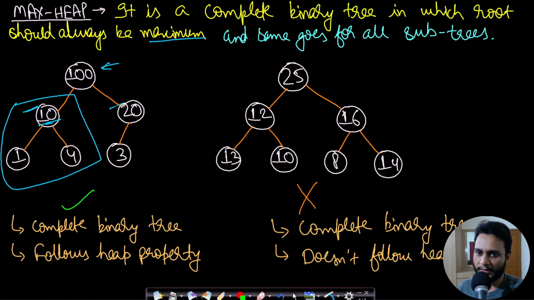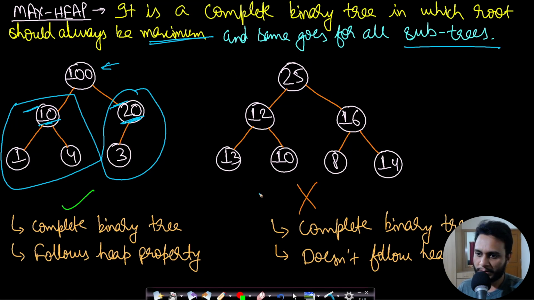Now in this case, if you look at this 20, then in this subtree, 20 is the root node, and in this entire subtree, 20 is the maximum element. Okay, so this is what a max heap property means. It means that the root should always be maximum, and the same is followed recursively for all the subtrees.